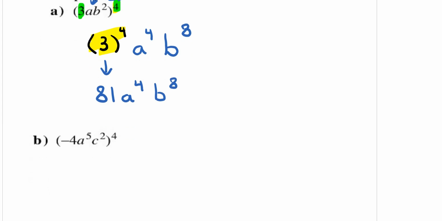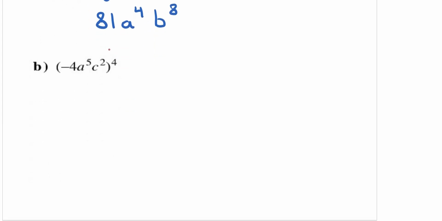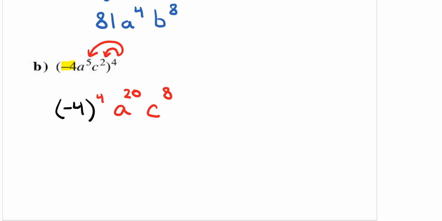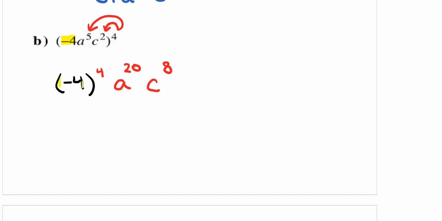Okay, let's do another one here. Let's go backwards again. 4 times 2 is 8, so c to the power of 8. And then going backwards again, that's a to the power of 20. And then I have this negative 4, so I'm going to put that negative 4 in a bracket, and that's being raised to the power of 4. Once again, now you're going to think about this. What's negative 4 to the power of 4? That's the same thing as negative 4 times negative 4 times negative 4 times negative 4, which will be positive 256, and then the variables just tag along.